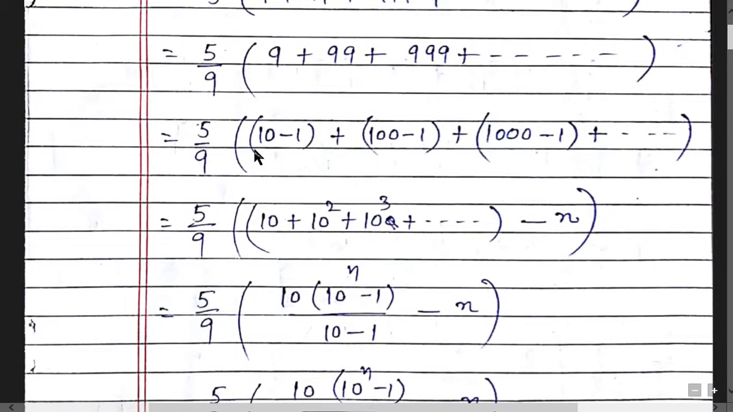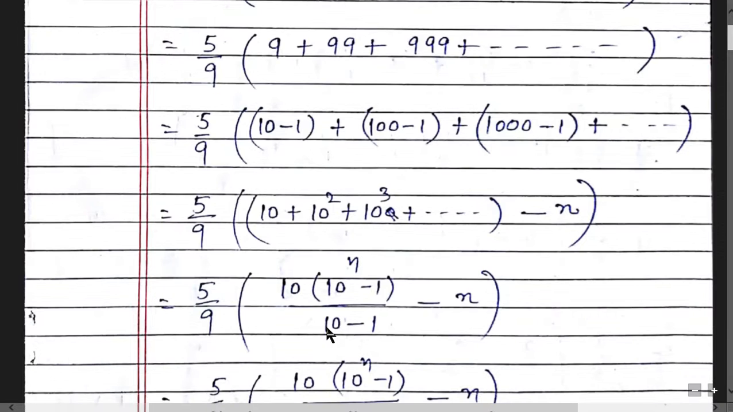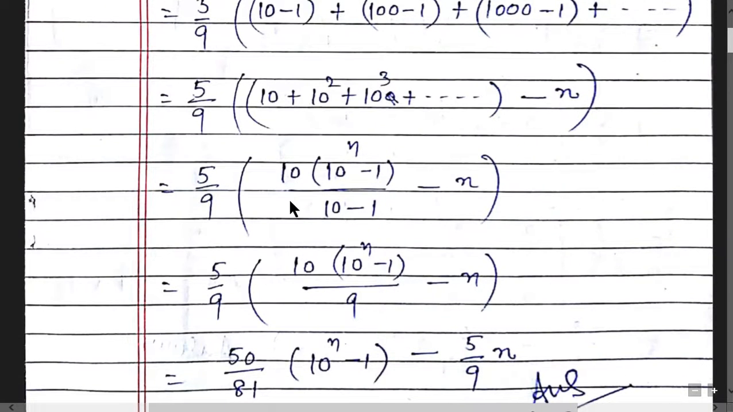Check the first value, it's 10, then 100, then 1000. Clearly it's a GP. It's 10 raised to power 1, 10 raised to power 2, 10 raised to power 3, and so on. Now you can apply the formula for the sum of a GP. The formula for the sum of a GP is a(r raised to power n minus 1) divided by (r minus 1), minus 1 minus 1 and so on, n times.